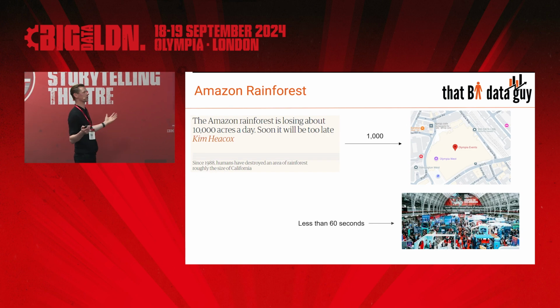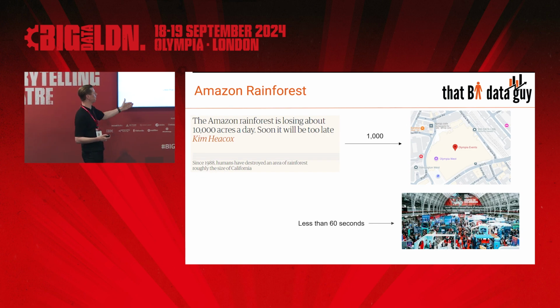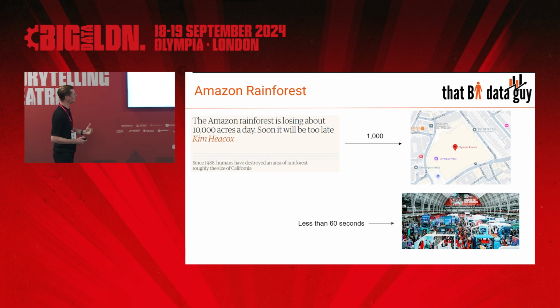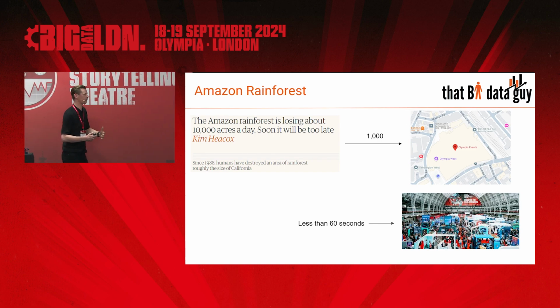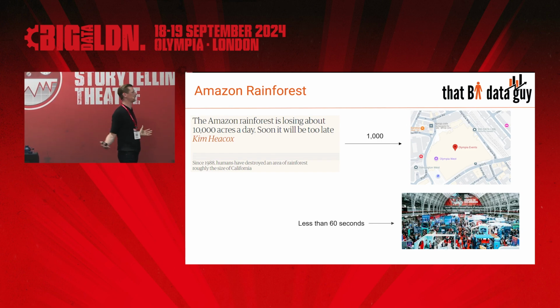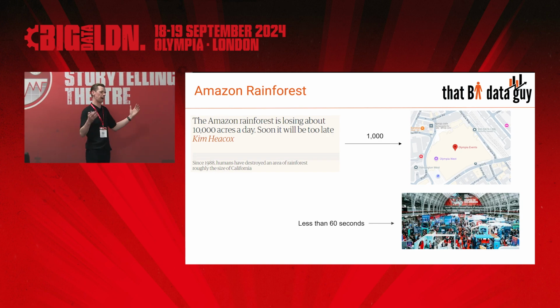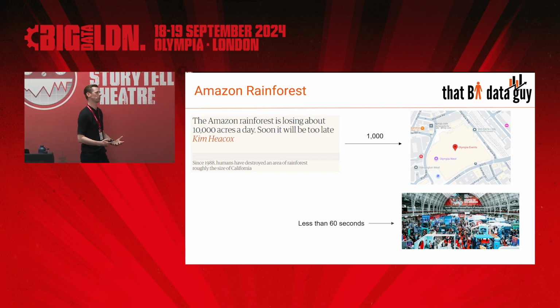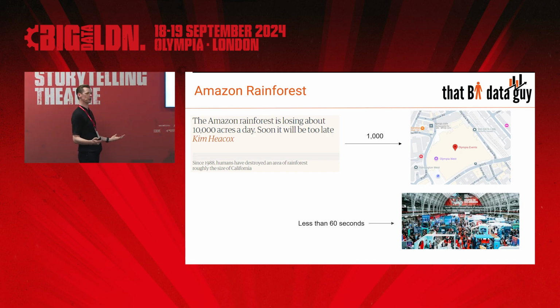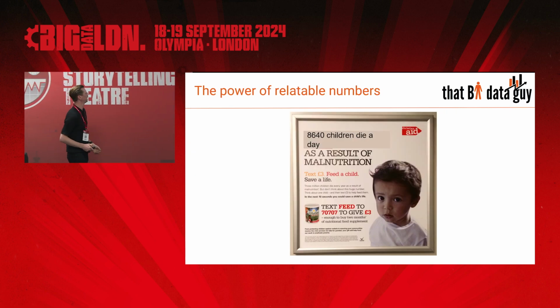But actually, what's 1,000 of these? It's still too big to comprehend. So really, if you break it down, it means we're cutting down a forest the size of this building every 60 seconds. And by breaking it down, you make it really easy for someone to think, that is a lot of trees we're cutting down, okay?